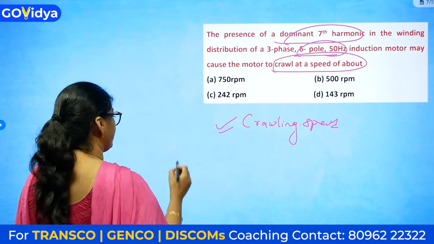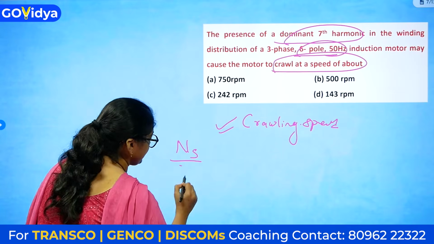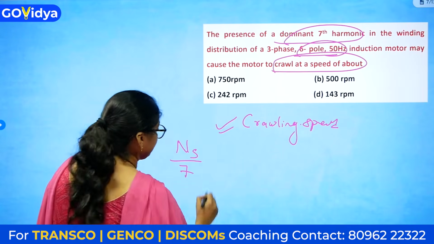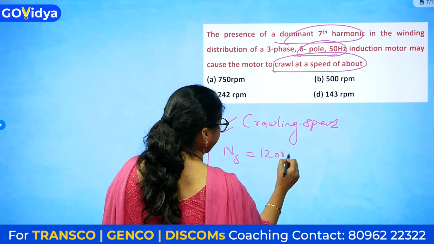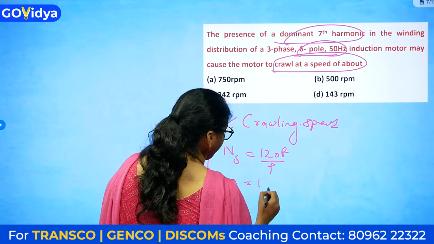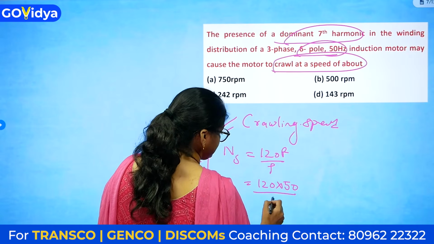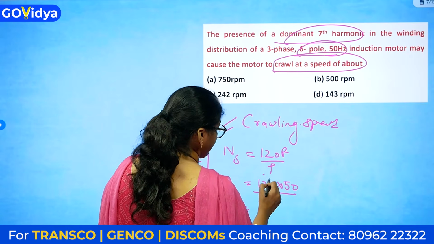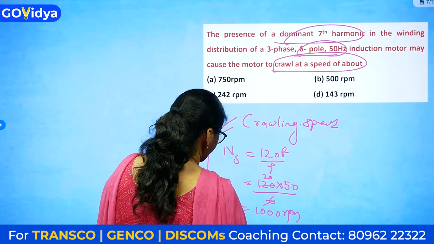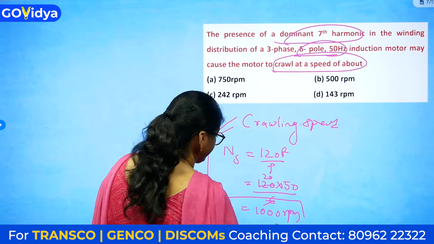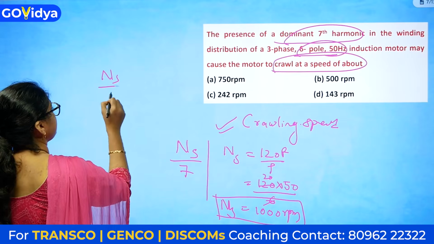So to find the crawling speed, we have to know the formula. The crawling speed for the 7th harmonic is ns by 7. So for calculating the crawling speed, we have to calculate the ns. ns is 120 f by p. 120 into frequency they have given as 50 Hz and the number of poles are 6 poles. So 6 20s and 20 into 50 is 1000 RPM. But don't stop here. The question they asked about the crawling speed at 7th harmonic. That is ns by 7.